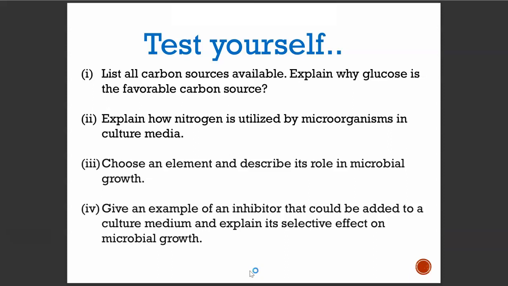Okay, that's the end of the last subtopic of chapter 2. Let's test yourself. The first one, list all carbon sources available and explain why glucose is the favorable carbon source. The second, explain how nitrogen is utilized by microorganisms in culture media. The third, choose an element and describe its role in microbial growth. And last but not least, give an example of an inhibitor that could be added to a culture medium and explain its selective effect on microbial growth.